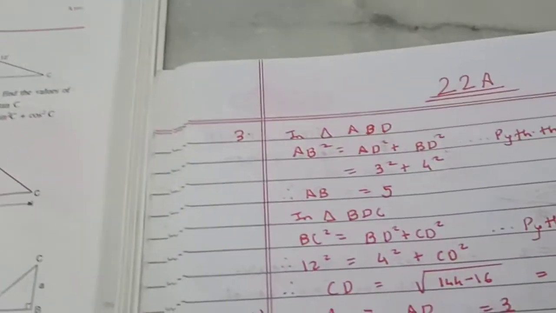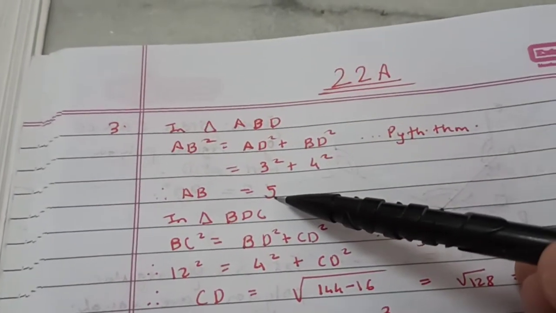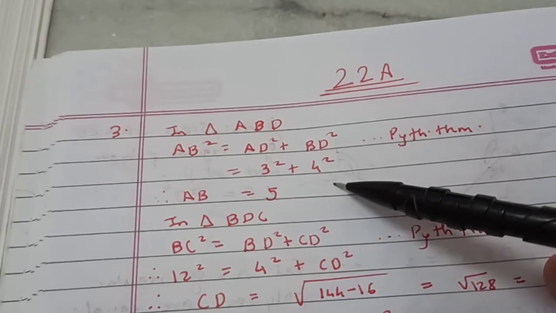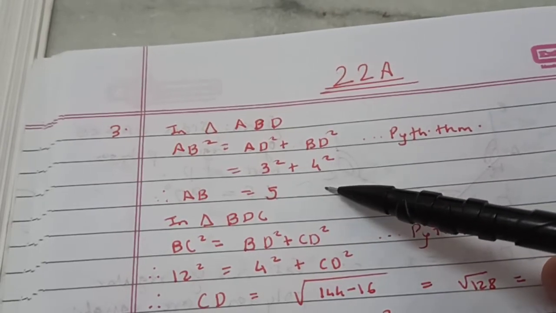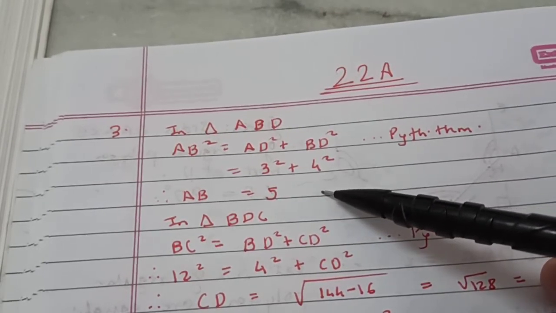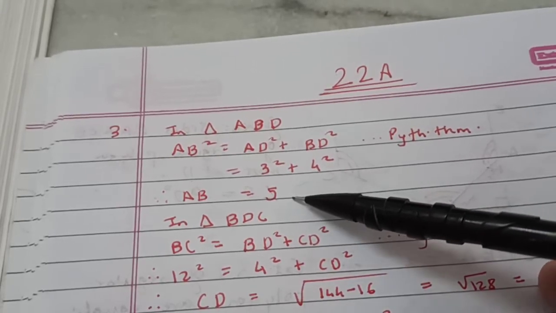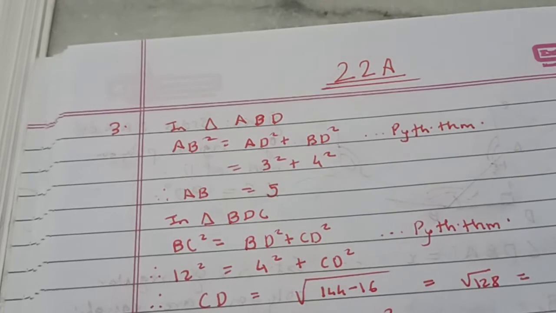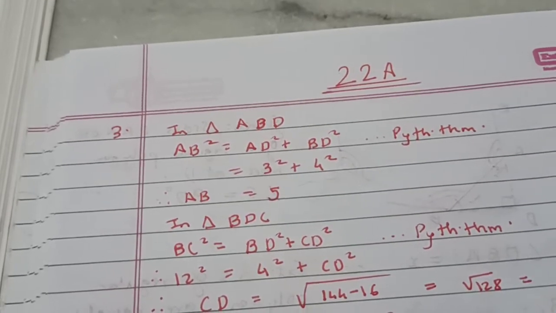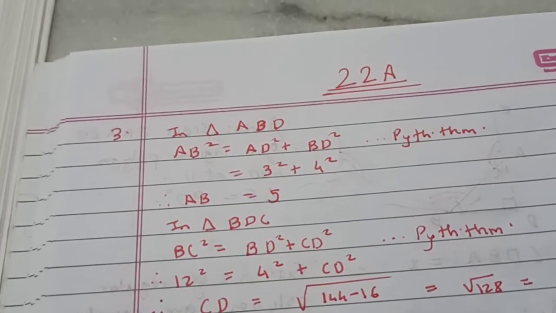So that's what I did first. I found AB, 5. No units here. No centimeter, no meter, because in the question they have not mentioned it. If they would have mentioned some unit, then we would have written the unit for AB. But in the final ratio answer, of course, there are no units.